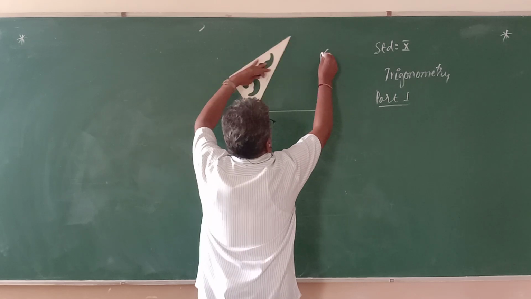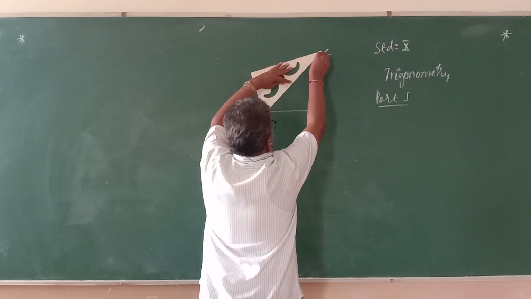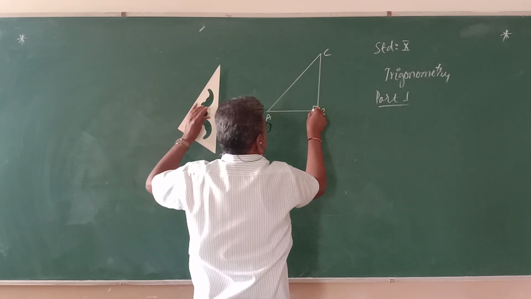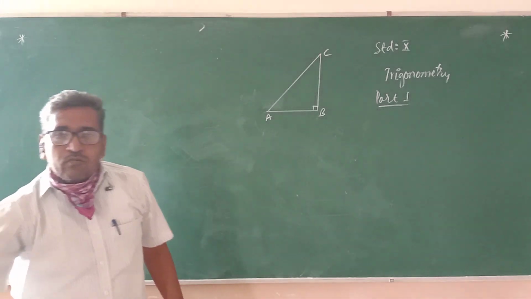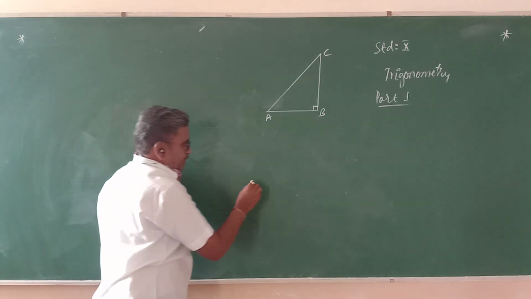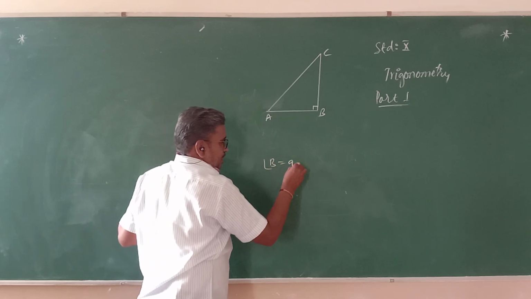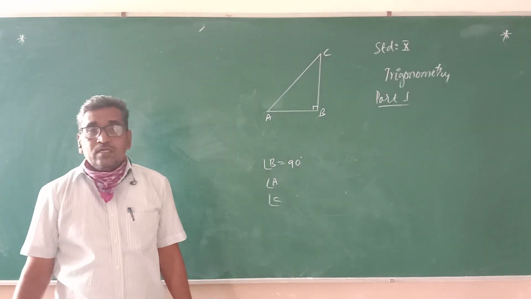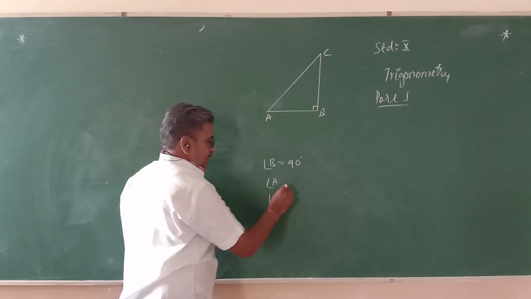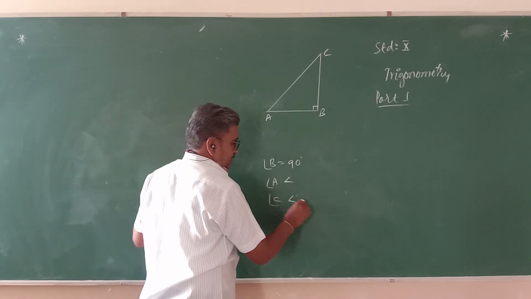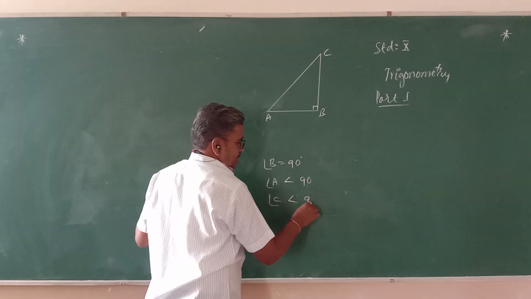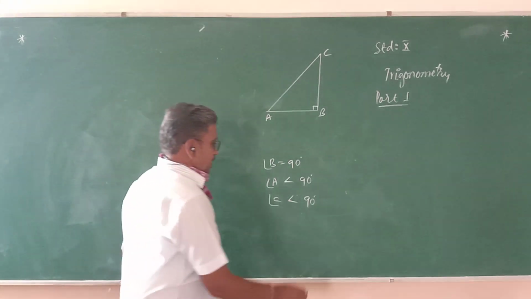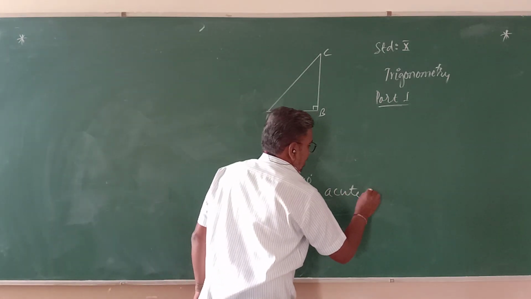Yes, ABC is a right angle triangle, where angle B is a right angle. And we know that in a right angle triangle, angle B is 90 degrees. What about angle A and angle C? Angle C is less than 90. Angle A is also less than 90. What can we tell? These are two acute angles.